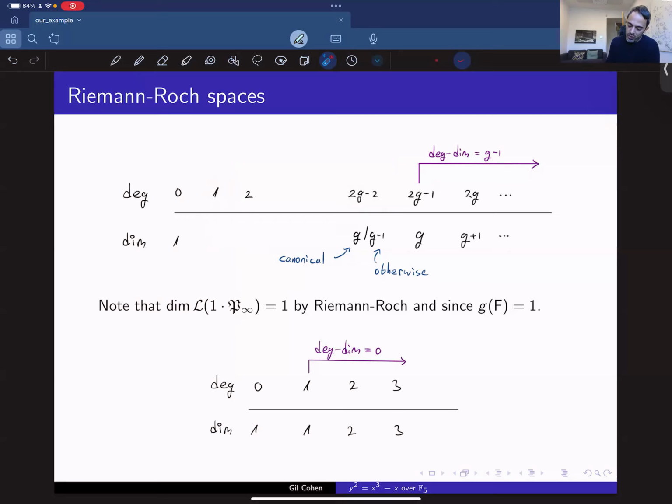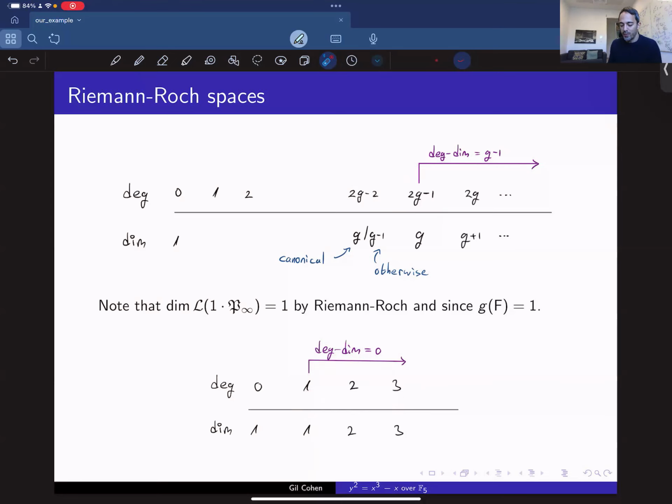But in our case, anyhow, g is 1. We calculated the genus. It turned out to be 1. And so in our case, it's kind of funny because 2g minus 1 is just 1, it's 2 times 1 minus 1. So we know that from this point onwards, the degree minus dimension has to be g minus 1, which is 0, because g is 1. So actually, we know that from this point on, these two numbers should agree.